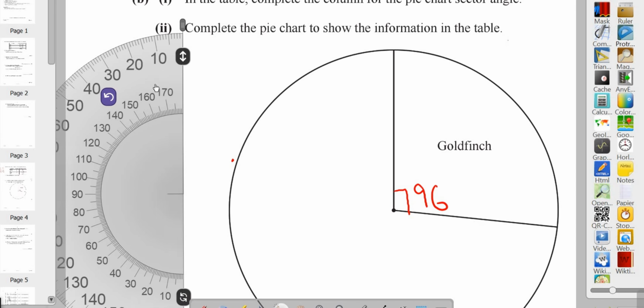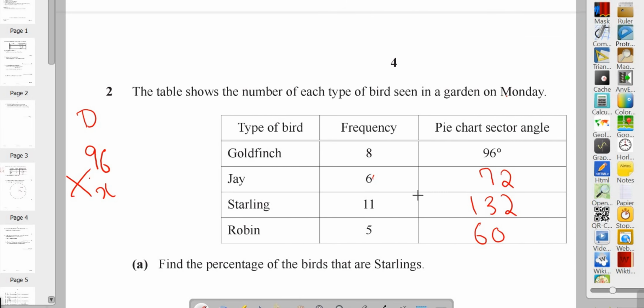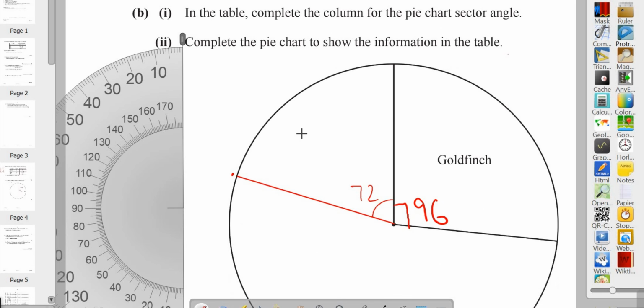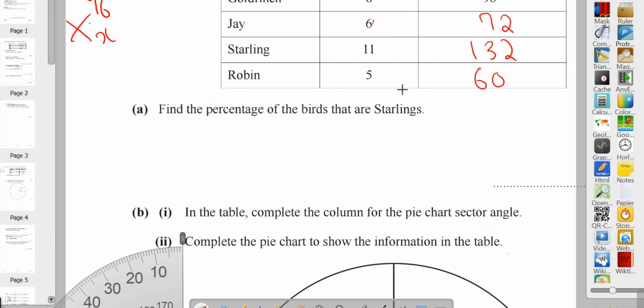I removed my compass, and now I will make a straight line. I will make a straight line from here all the way till here. So this represents 72 degrees. What does this represent? 72 degrees, which is which bird? J. Okay, now in the same way we have to make the others. Don't make the 132 degrees, this is going to be hard.